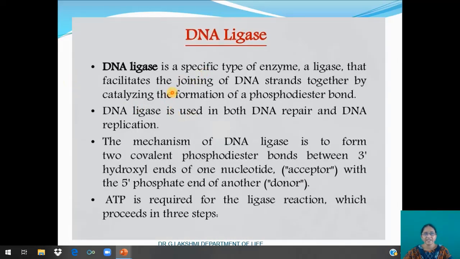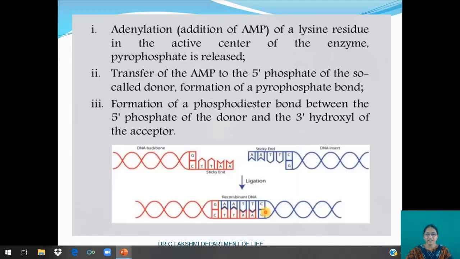Coming to DNA ligase, it is a specific type of enzyme, a ligase, that facilitates the joining of DNA strands together by catalyzing the formation of a phosphodiester bond. DNA ligase is used in both DNA repair and DNA replication. The mechanism of DNA ligase is to form a covalent phosphodiester bond between the 3' hydroxyl end of one nucleotide, known as the acceptor, and the 5' phosphate end of another incoming nucleotide. ATP is required for the ligase reaction, which proceeds in 3 steps.